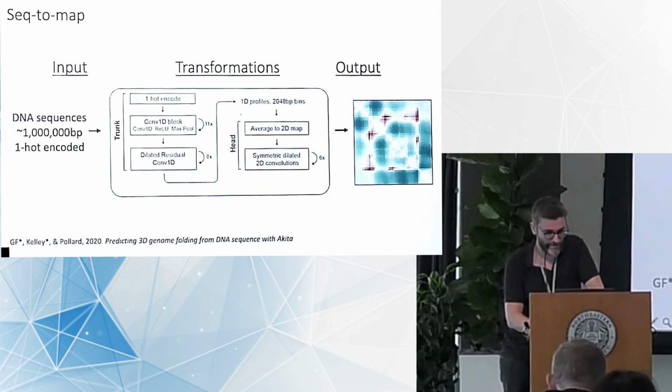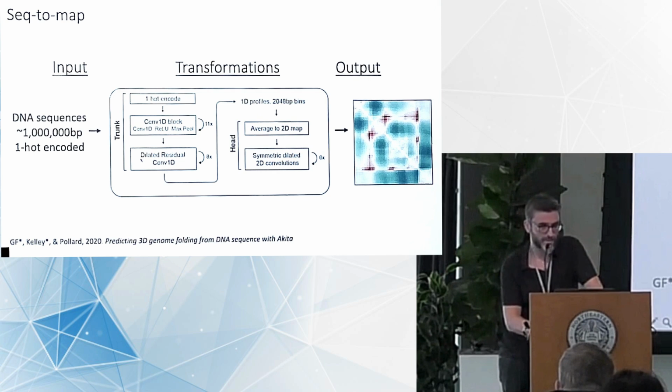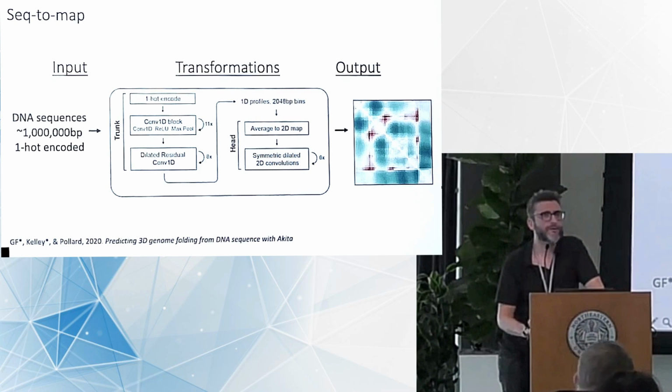This is the schema of the architecture that we ended up with. You have DNA sequences, that's our input. Transformations include convolutions with ReLUs and pooling, dilated residual convolutions, and converting to 2D, and then more dilated convolutions. Same as before. Any quick questions before I continue?